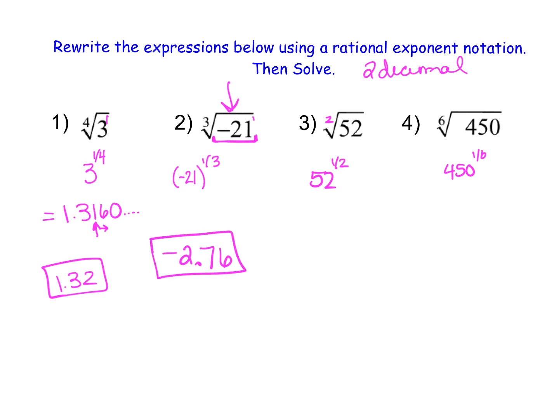Then if we look at the next ones, we enter in 52 to the power of 1/2. If we enter that into our calculators, we're going to get 7.21, and the number after that 1 is just a 1, so it doesn't round it up. And then finally for number 4, again, we just enter in 450 to the power of 1/6. And if we do that, we end up with a positive 2.7, and it's a 6, but the number after it is 8, so that's going to round it up to 2.77. So just double check, can you enter them into your calculator and round them appropriately?